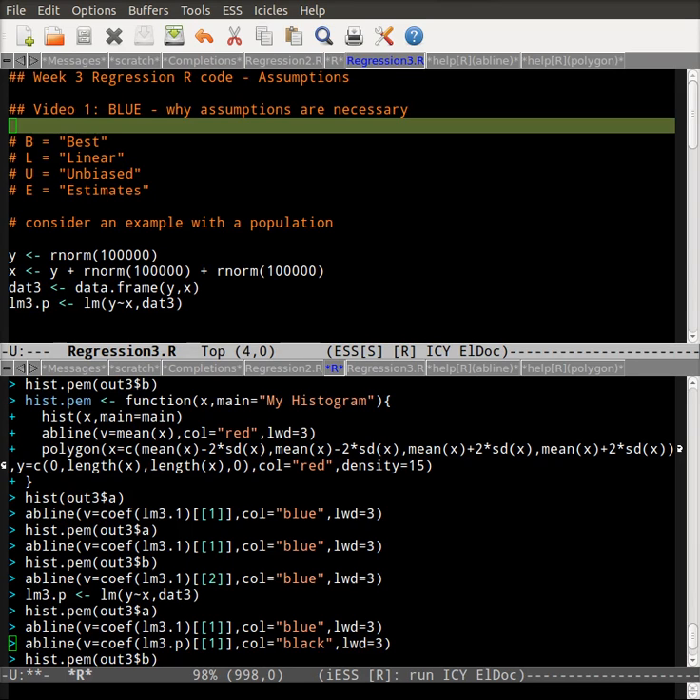Welcome to week 3 of regression. What we're going to cover this week is the series of assumptions that underlie multiple regression, and usually specifically ordinary least squares, so your standard multiple regression that comes in most statistical packages.